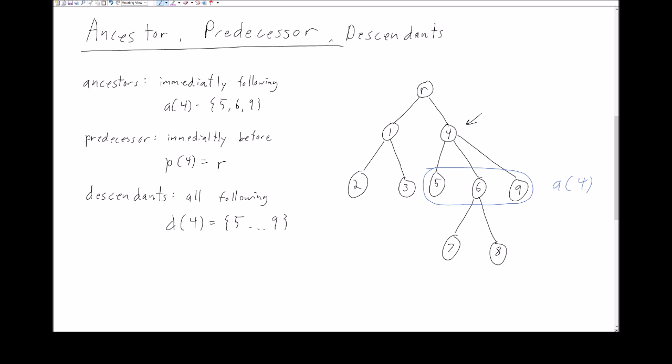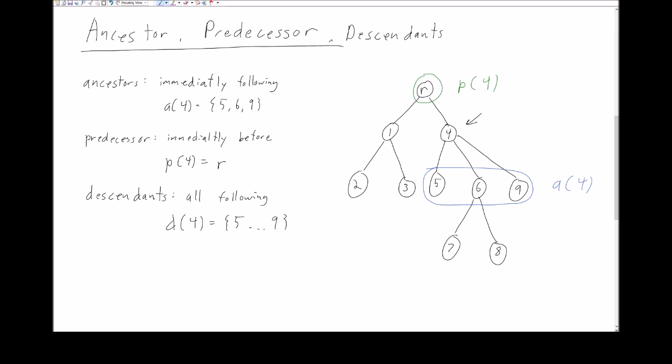The predecessor of a particular node is the node coming immediately before that node. Every node has exactly one predecessor. In this case, the node 4's predecessor is R. We denote the predecessor with P, so this is P4.